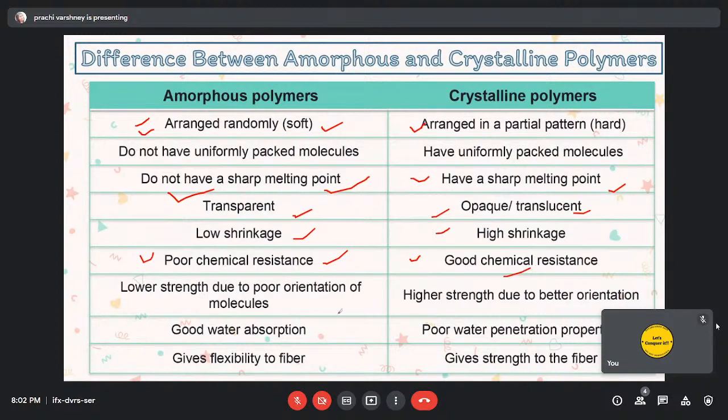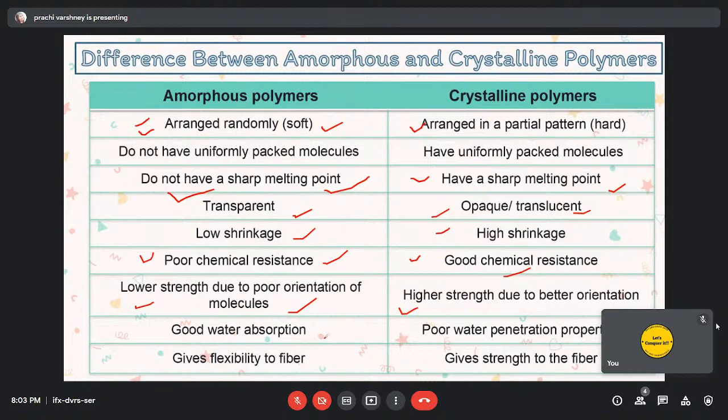In the amorphous polymer, there is lower strength due to poor orientation of molecules, because they are arranged in a random manner. That is why they have lower strength and can break at a certain point. But crystalline polymers have high strength due to better orientation, because they are arranged in a rigid, partial manner.